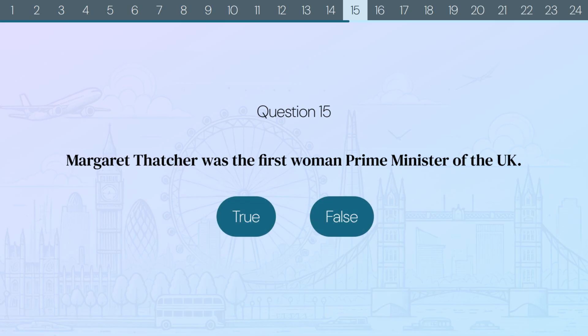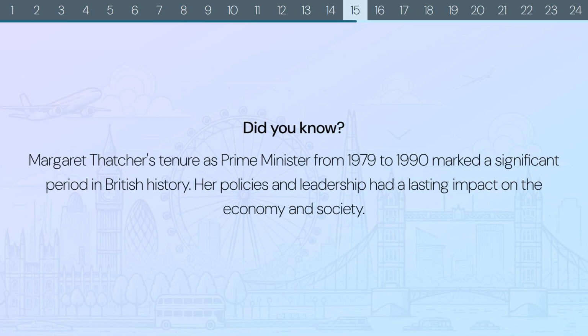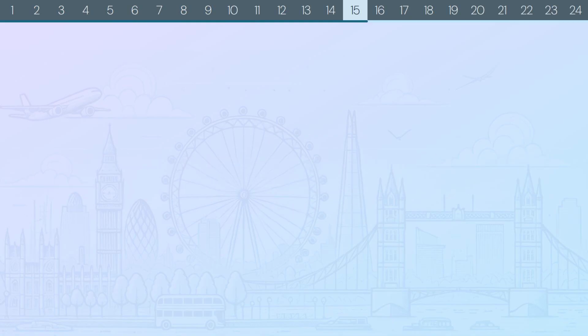Question 15. Margaret Thatcher was the first woman Prime Minister of the UK. True or false? The correct answer is true. Did you know? Margaret Thatcher's tenure as Prime Minister from 1979 to 1990 marked a significant period in British history. Her policies and leadership had a lasting impact on the economy and society.